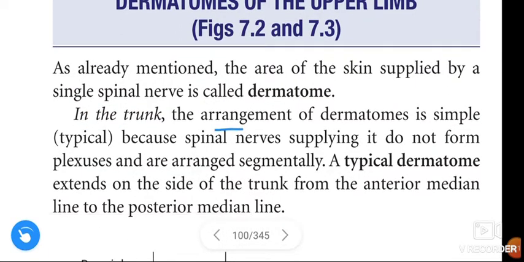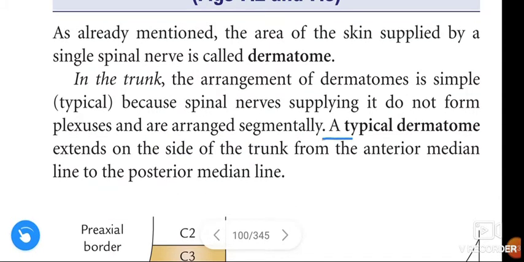In the trunk, the arrangement of dermatomes is simple because the spinal nerves supplying it don't form plexuses and are arranged segmentally. A typical dermatome extends on the side of the trunk from the anterior median line to the posterior median line.